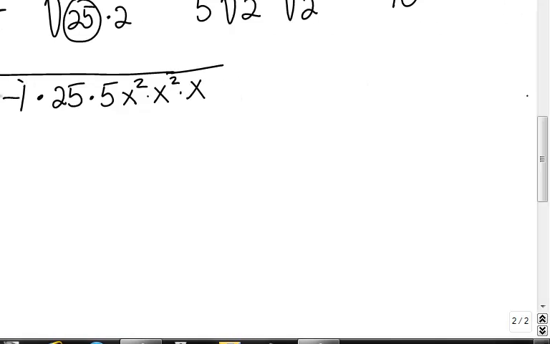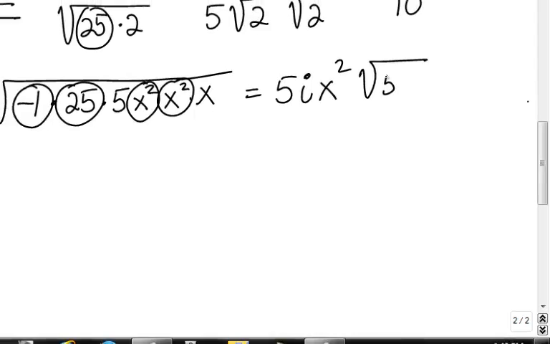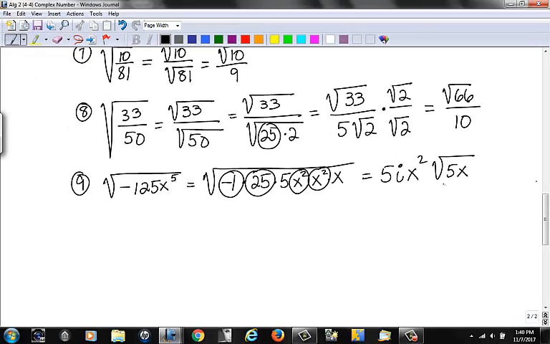Okay, so out of this I can take out an i. Out of this I can take out a 5. I can take out an x, and an x would be an x squared. So I'd have 5i x squared. And what's not circled stays inside, 5x. Okay, that's as far as you can go on that one.